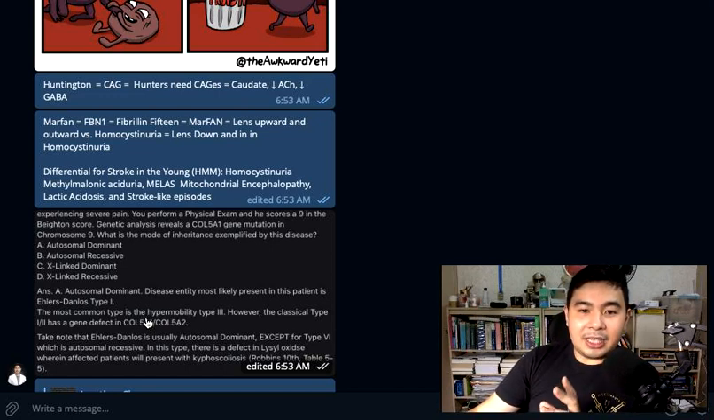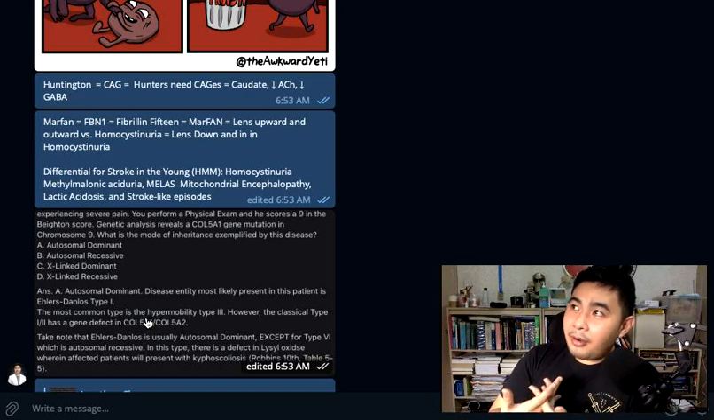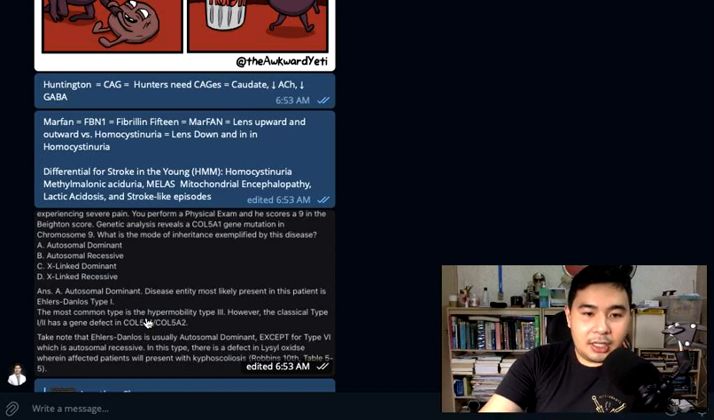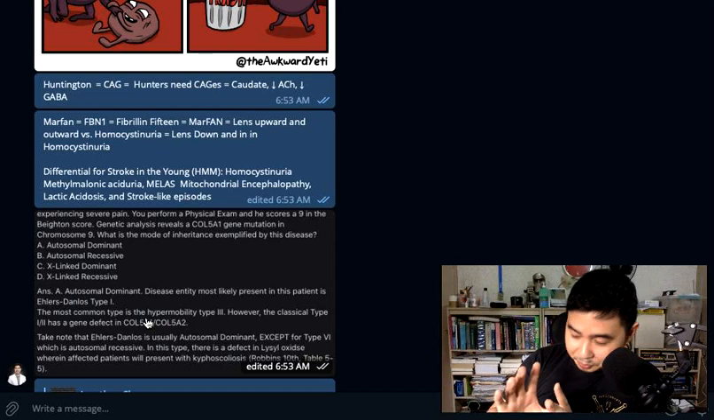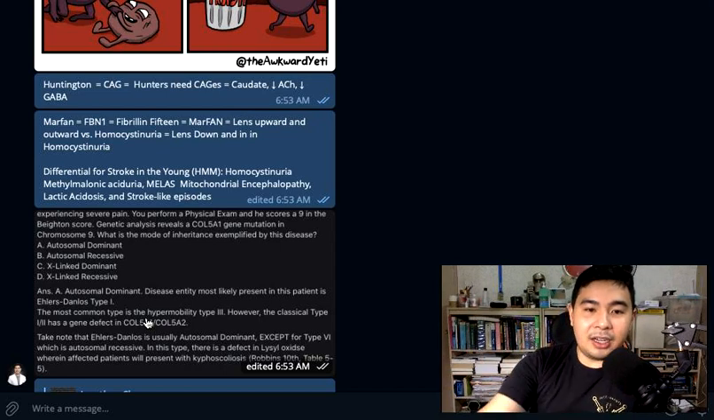The disease entity most likely with a COL5A1 mutation would be Ehlers-Danlos, type 1 or type 2, because that's the one presenting with COL5A1 or COL5A2 disease. But the most common type is the hypermobility type 3. Okay, but that one has a different mutation. Take note that, as I mentioned in the previous video, Ehlers-Danlos is usually autosomal dominant, except for one type, which is type 6, which is autosomal recessive.